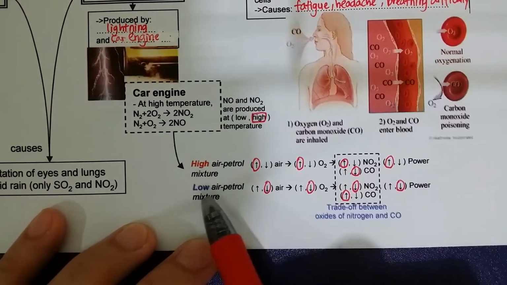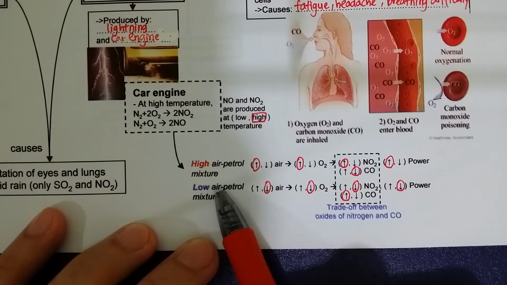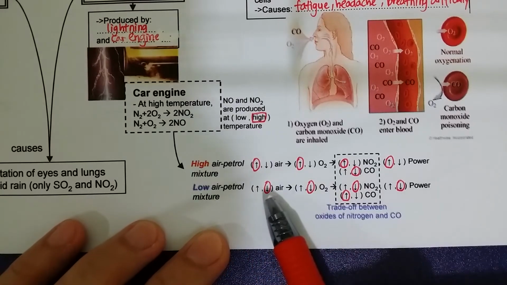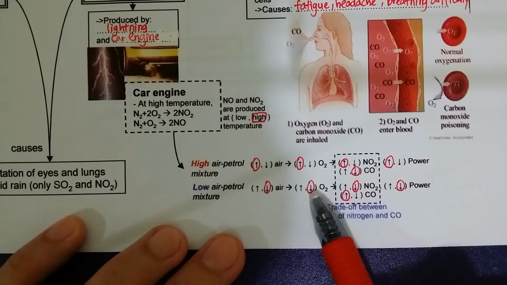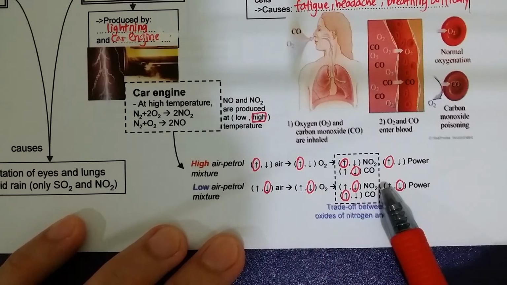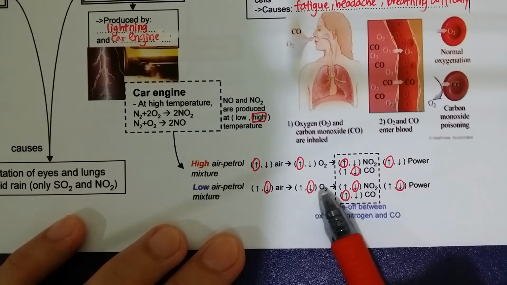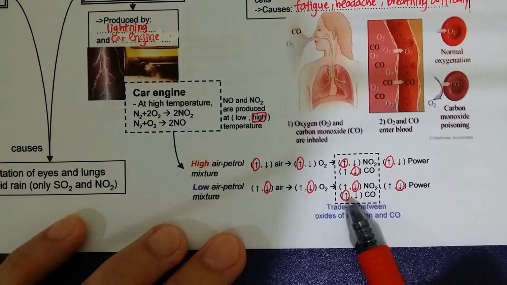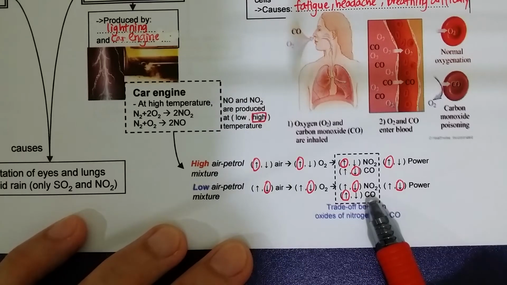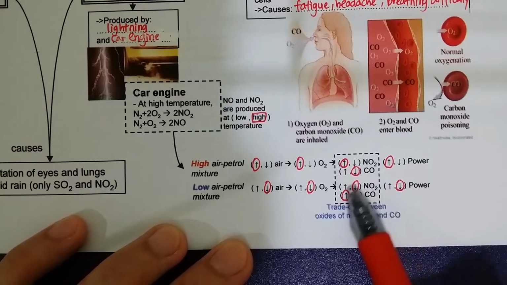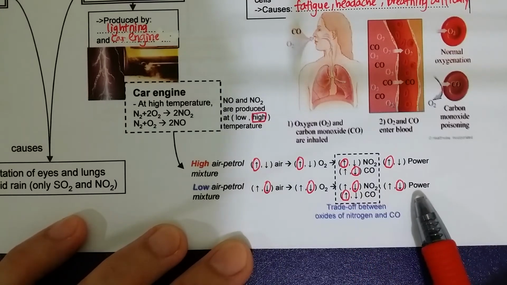Now what if you have low air petrol mixture, meaning very little air, a lot of petrol. Very little air means very little oxygen, which means less nitrogen dioxide. And since there is very little oxygen, there will be a lot of incomplete combustion, so a lot of carbon monoxide will be produced. And when this situation happens, the engine will be less powerful.